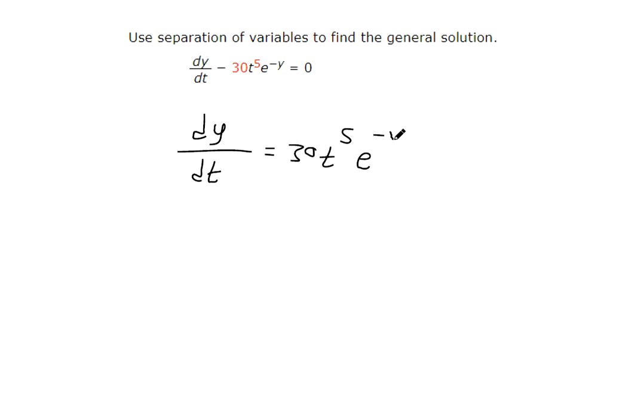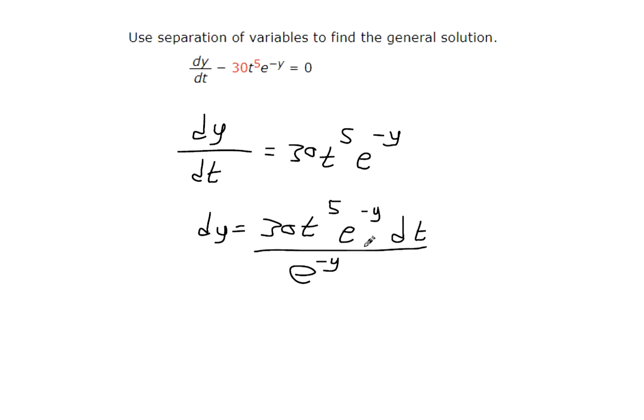Now, oops, why did I write 5? There we go. So now we want to have all the y terms on the left side and all the t terms on the right side, because that's the easiest way. So I have to divide e to the negative y to both sides, because this term, e to the negative y, is multiplying the 30t to the fifth. So divide that from both sides.